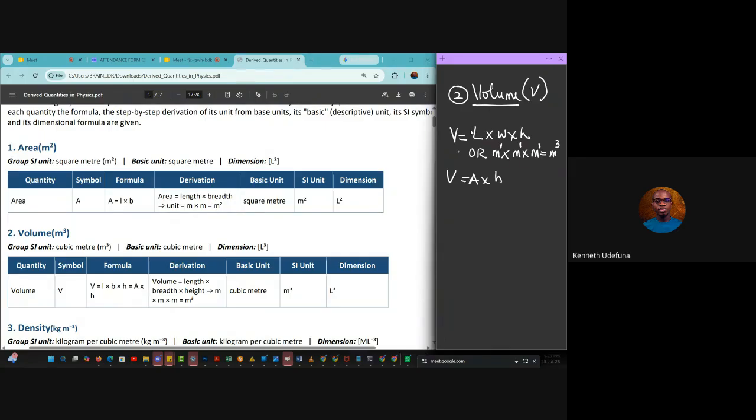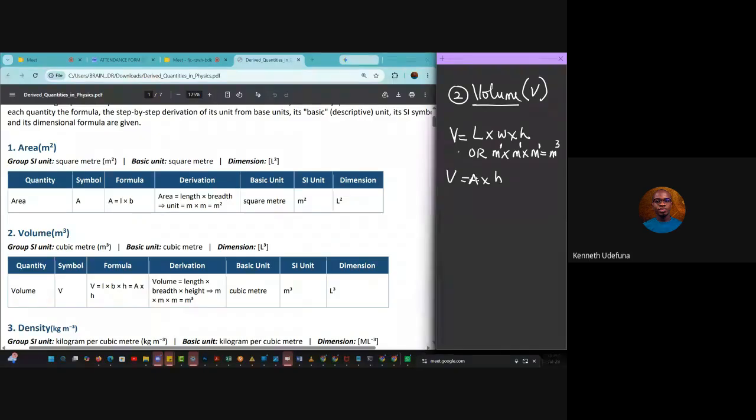If I do not use this formula, I can also use the other formula. If you look at this formula, you discover that it is a combination of a derived quantity and a basic quantity. That's what I'm trying to explain to you, the meaning of derived quantity. The first formula is a combination of basic quantities only. Length is a basic quantity. Width is a basic quantity. Height is a basic quantity or fundamental quantity.